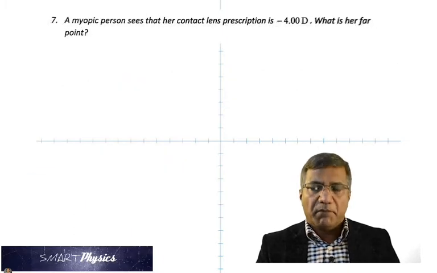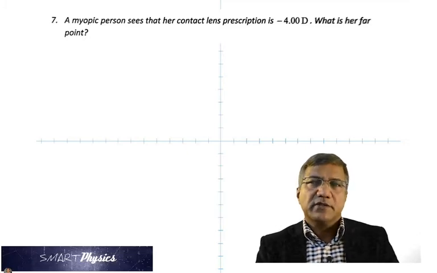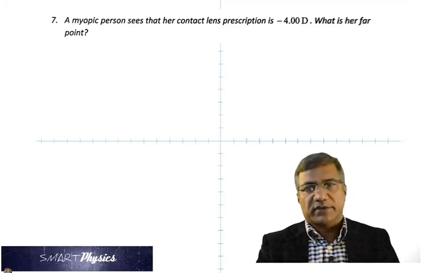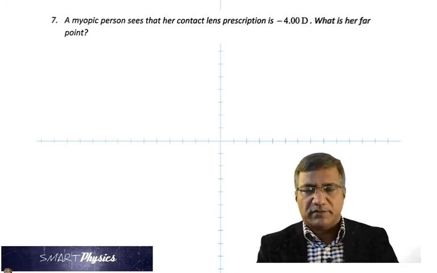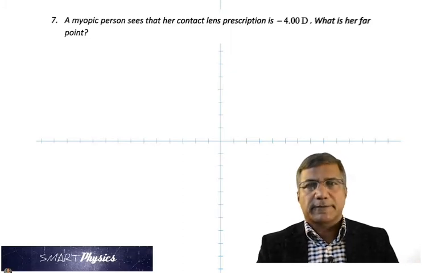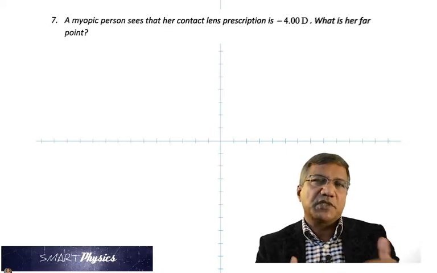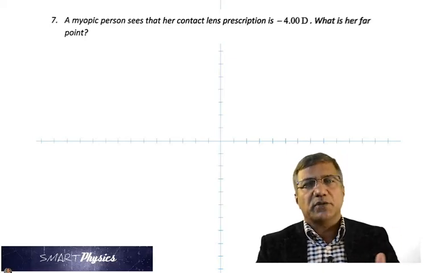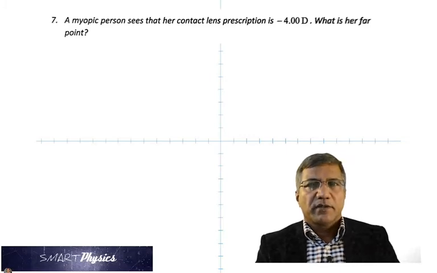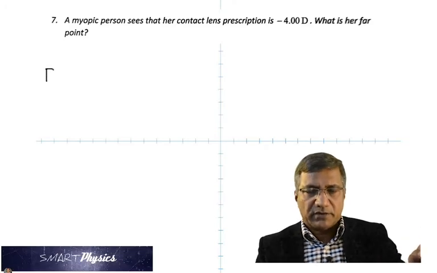Number 7, a myopic person sees that our contact lens prescription is negative 4 diopter. What is our far point? Once again, this is a myopic person. This time the power of the lens is given. It's negative 4 diopter. And we're trying to find out what her far point is. So that means how far away could this person have seen before wearing those lenses. So the person should be able to see all the way up to infinity, correct?